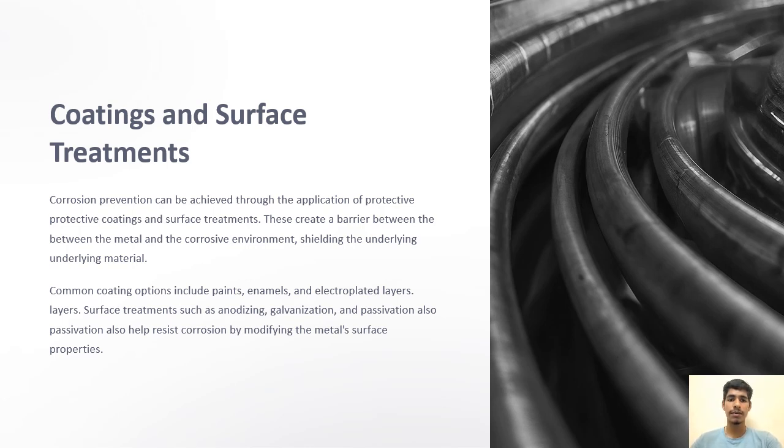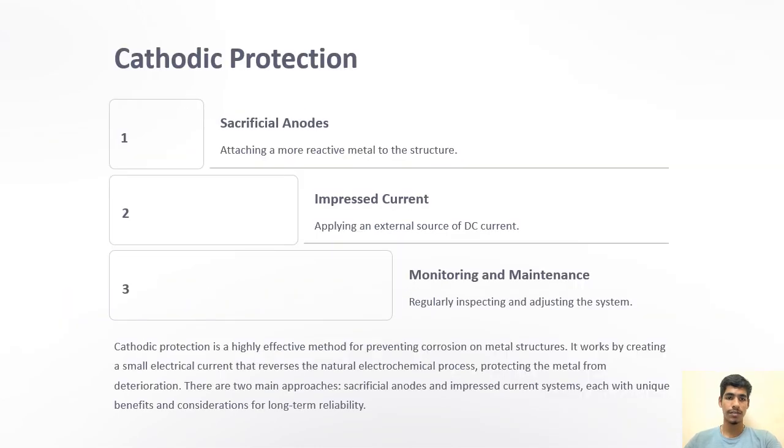These create a barrier between the metal and the corrosive environment, shielding the underlying material. Common coating options include paints, enamel, and electrochemical layers. Surface treatments such as anodizing, galvanization, and plasticization also help to resist corrosion. Next, cathodic protection: sacrificial anodes, impressed current, monitoring and maintenance.